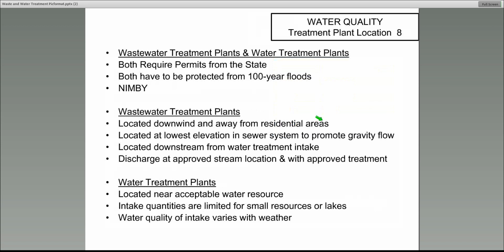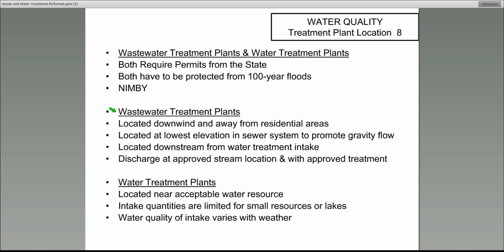As far as water treatment plants go and wastewater treatment, both require permits from the state. Both have to be protected from 100-year floods, and both have to go through a public participation process. Sometimes this is on the test. NIMBY is involved as part of the public participation process when citizens do not want a wastewater treatment plant near their property. And this is called not in my backyard. Sometimes that's actually a question on a test.